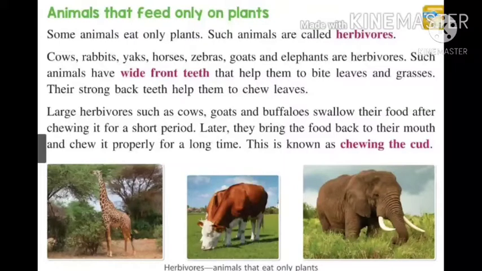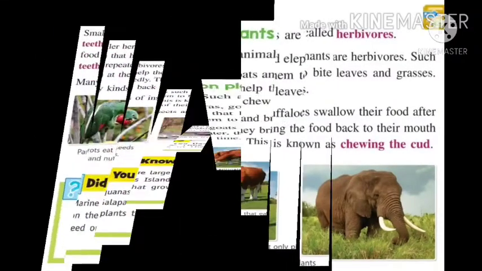Did you know this thing? Some of the herbivores like cows, buffaloes, goats chew and swallow their food. They do not chew properly when they eat it. After some time, they bring the food back into their mouth and chew it properly for a long time. This special feature they have is known as chewing the cud.